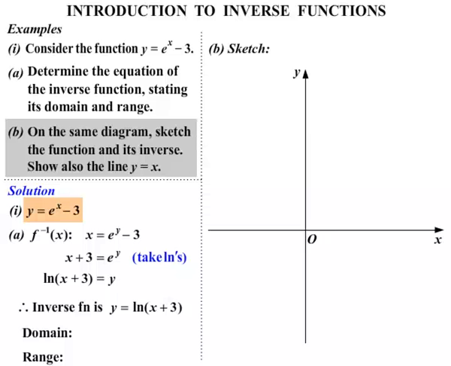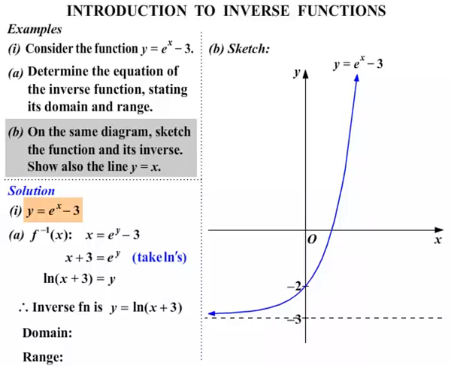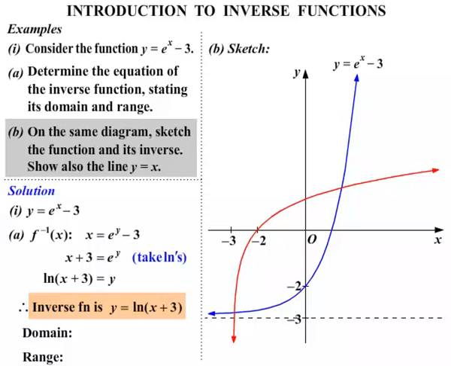We draw our x and y axes, and e to the x minus 3 is effectively our normal y equals e to the x, but instead of cutting through at 1, we drop it down 3. So hence it's cutting at minus 2, and the asymptote will be at minus 3. So the line y equals minus 3 is the asymptote there. Now our inverse function, it's a log graph. So it's going to look like that. It's cutting through at minus 2, and it has a vertical asymptote at x equals minus 3.